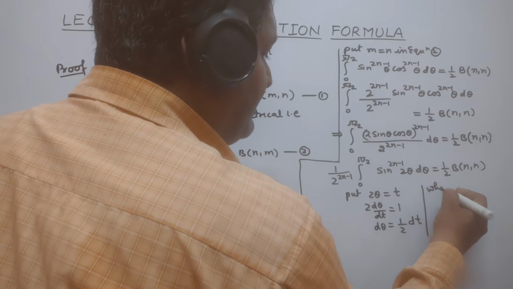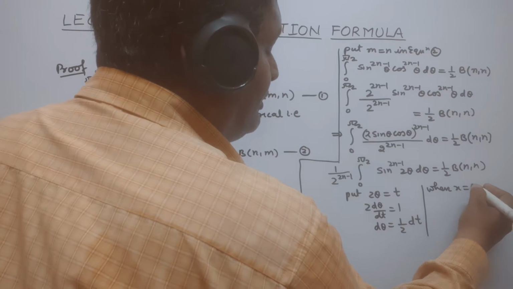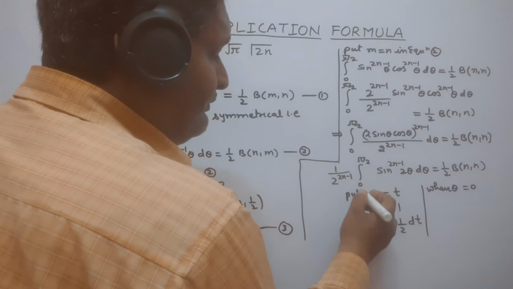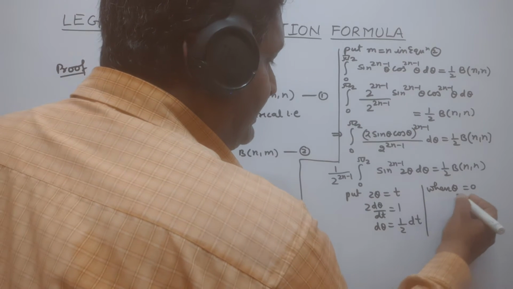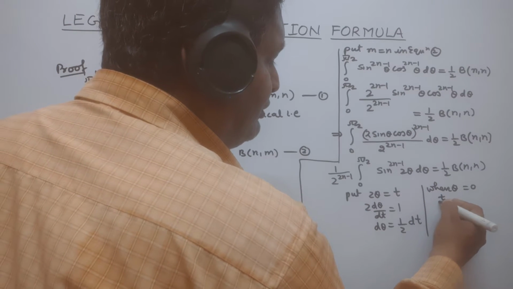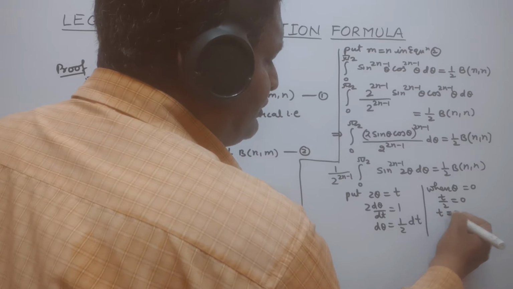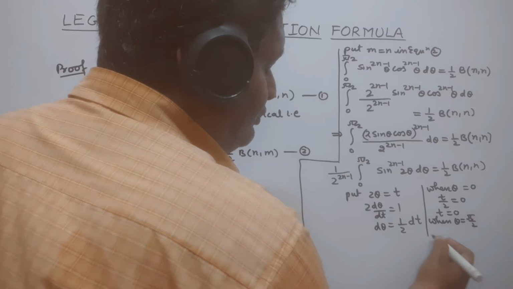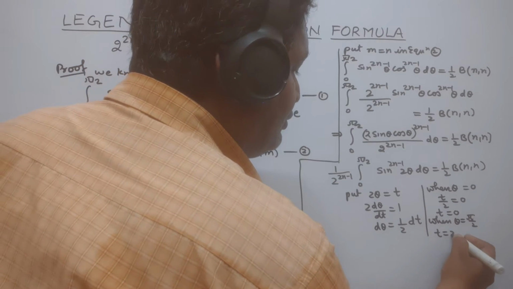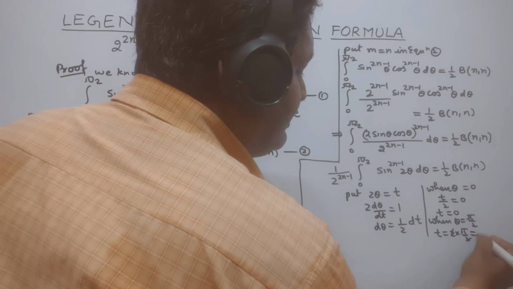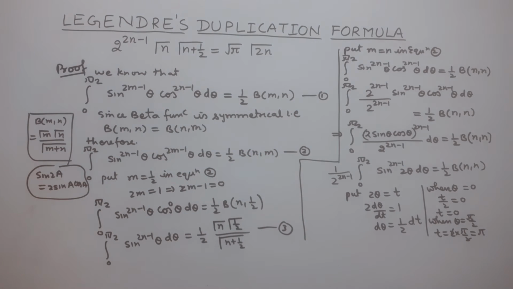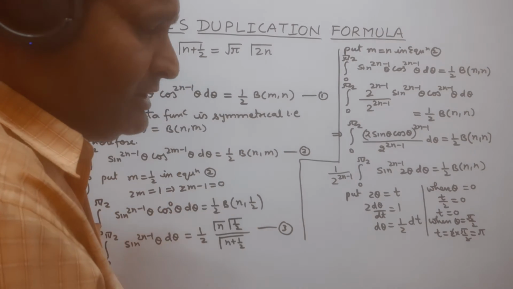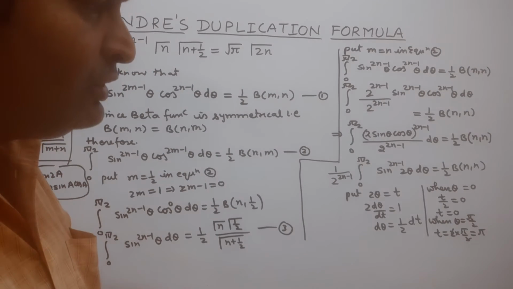When we take the lower limit theta is equal to 0 here, because t is equal to 2 theta, we write t is equal to 0 here. When we take the upper limit, that is theta is equal to pi by 2, we get here t is equal to 2 into pi by 2, so 2 is cancelled, so this is pi. So we can see here corresponding to lower limit theta is equal to 0, t is equal to 0, and corresponding to theta is equal to pi by 2, we get t is equal to pi.